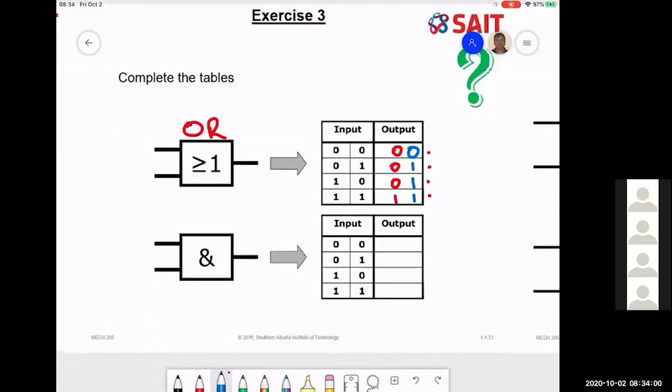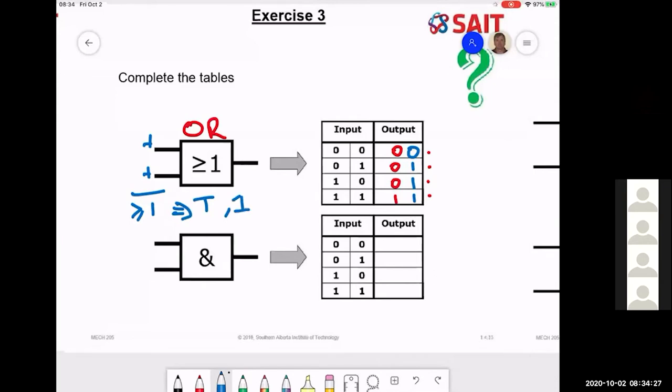Correct. Exactly. If any of the items give a total here of greater than or equal to 1, the output is going to be 1. It's kind of how I remember what that is. If I was to add these inputs up and I'd get a sum of greater than or equal to 1, the output therefore must be true, or 1.